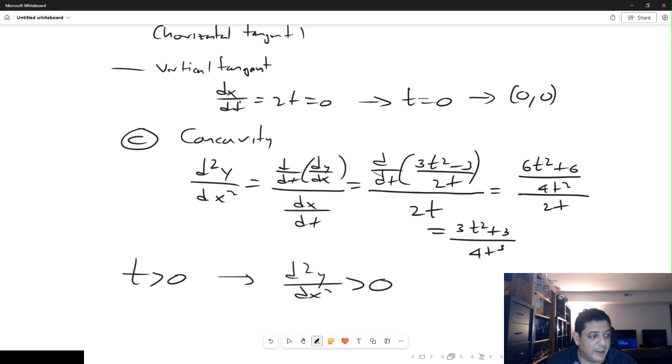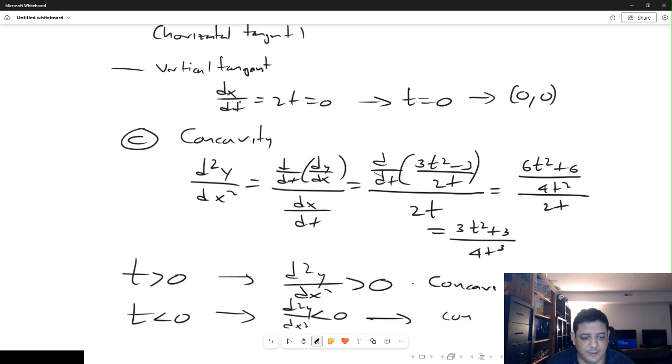And so this point is concave upward. And if t is less than 0, then as you can see, the bottom is going to be negative as well here. And so we're going to have that d²y/dx² is going to be less than 0, and this is going to be concave downwards.